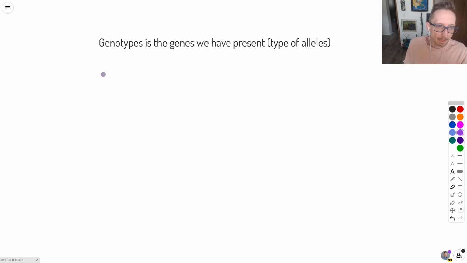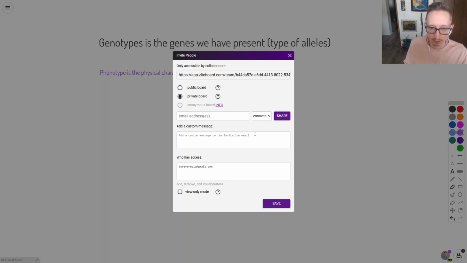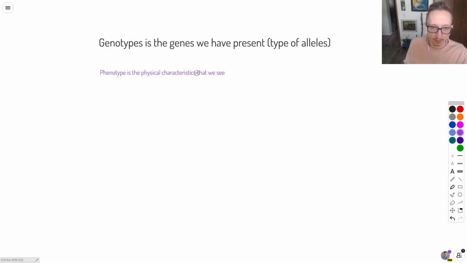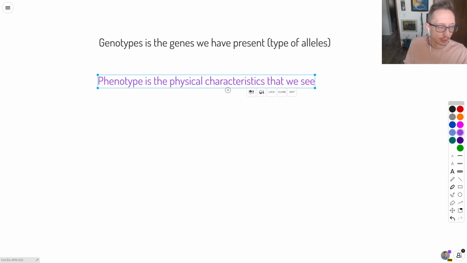Phenotype. Phenotype is the physical characteristics that we see. Okay, it's what is manifest, what is actually the physical trait. Okay, that's phenotype.